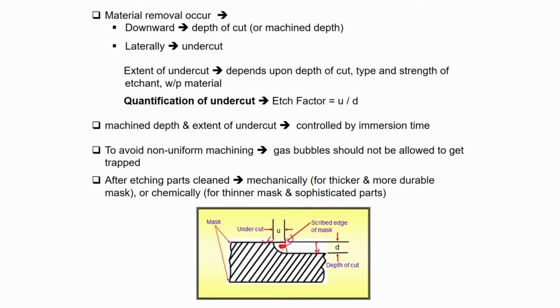So after etching, the part is cleaned. For bigger material, for a thicker or more durable mask, it is mechanically cleaned, or sometimes chemically cleaned. For a thinner mask and sophisticated parts, it is chemically cleaned.